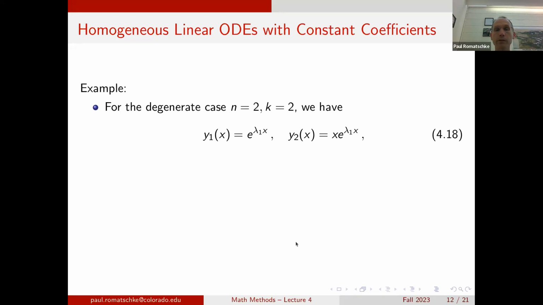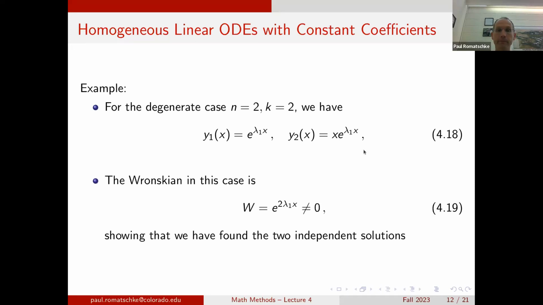Let's again do a specific example for the case n is 2. Let's assume that in this case, the first root appears twice. So the degeneracy factor k is also equal to 2. So we construct our two linearly independent solutions as y1 of x is e to the lambda 1 x, and y2 of x is x times e to the lambda 1 x. If we calculate the Wronskian in this case, we find that the Wronskian is equal to e to the 2 lambda 1 x, which is not equal to 0. So that means that we have found the two linearly independent solutions for this case.